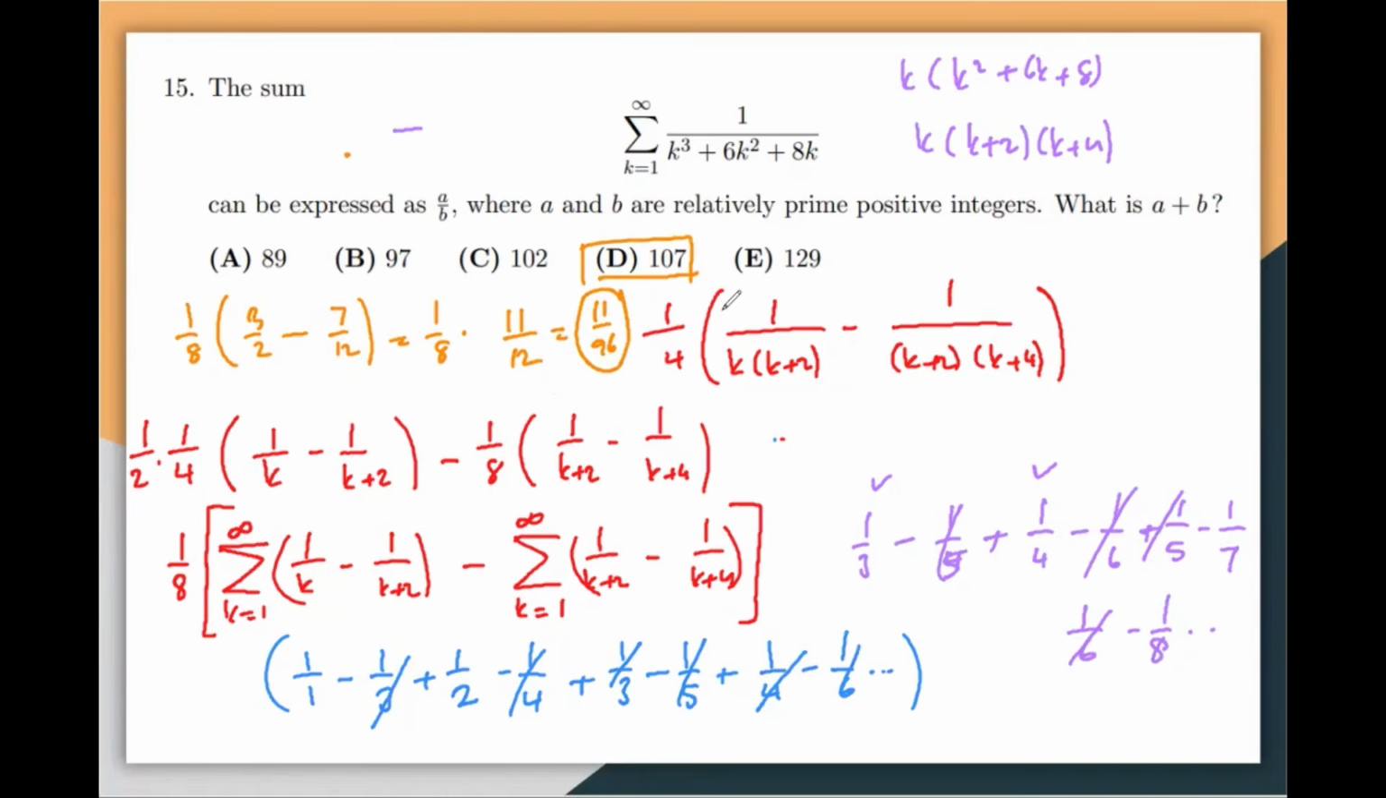So this was number 15. I think it's reasonable for this problem. But as soon as you know this is a telescoping series, the rest is actually not too bad. But anyway, that was number 15.